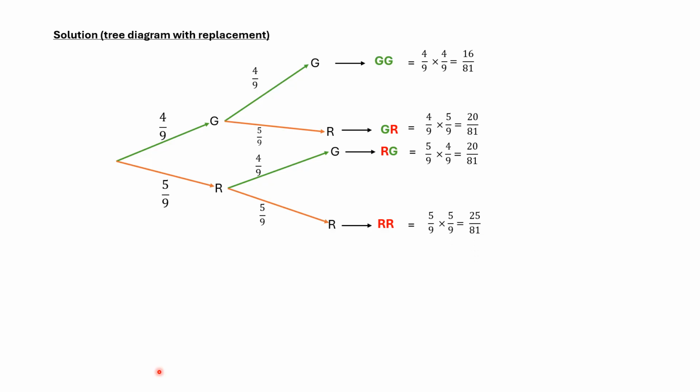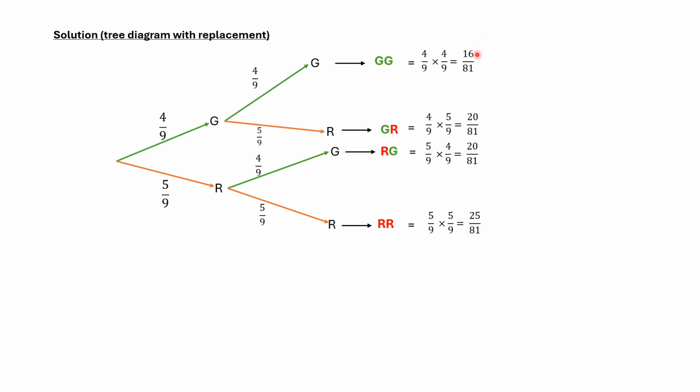And the last one is red ball and a red ball. You have 5 over 9 and 5 over 9. So right here you have all the fractions. And one way of confirming if your calculation is correct is to check all the denominators are 81.